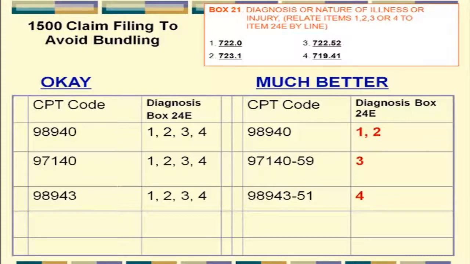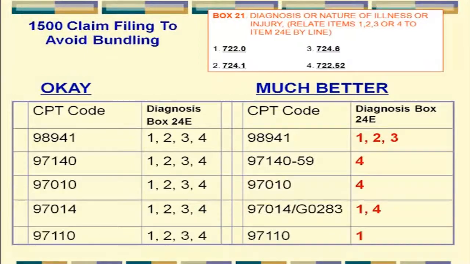Some insurance companies require you to use the 51 modifier on the extremity adjustment. If you are getting paid without the 51, don't start using it. Come on, we need to be logical here. Now here's a little bit more of a complicated situation where we have a 3-region adjustment and manual therapy. The 3-region adjustment is on the neck, thoracic, and the sacroiliac joint, the pelvis. The manual therapy is just on the lower back. The cold pack is just on the lower back.